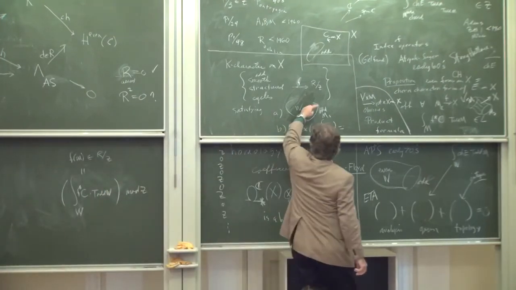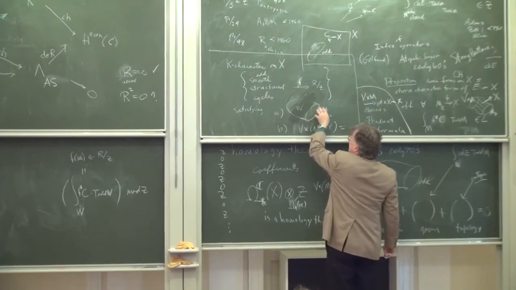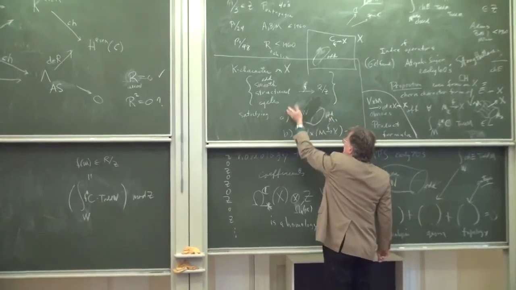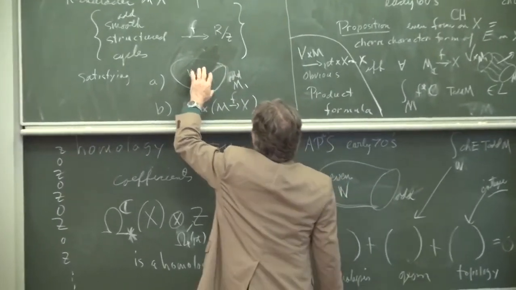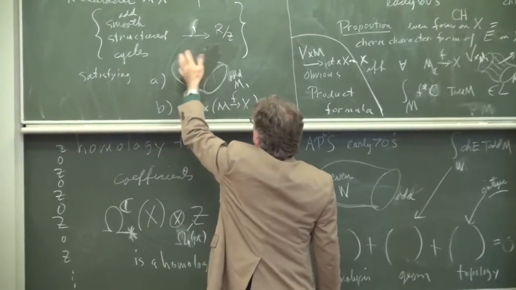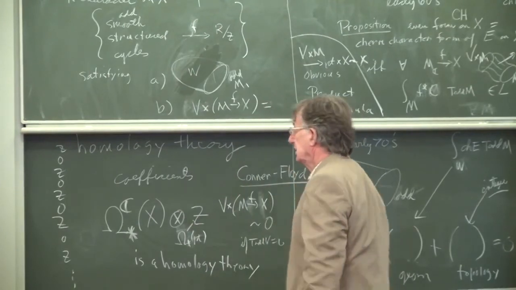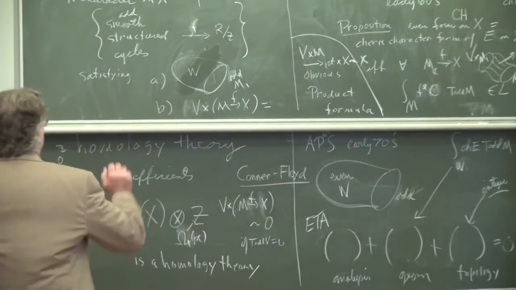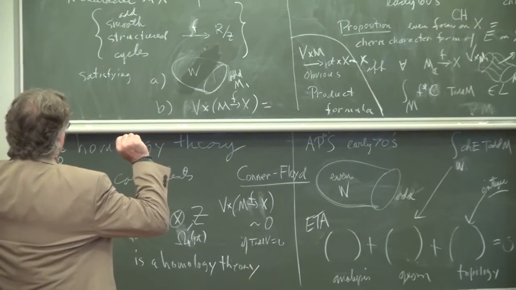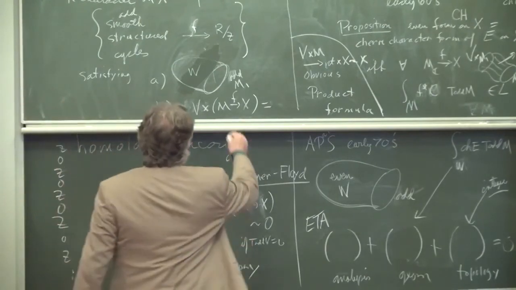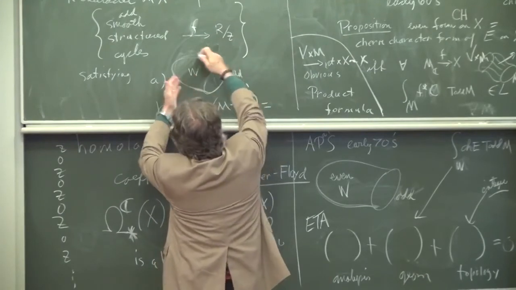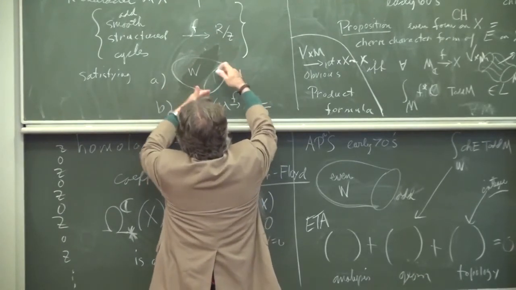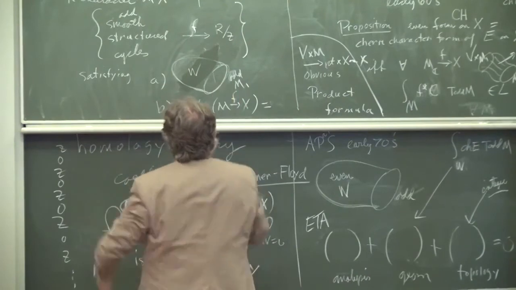I'm supposing that the structure here extends over W. But you can always do that. That means the geometric structure extends. So this has a geometric structure, like a connection on a bundle. The bundle extends, the connection extends, and so on. So you take some extended structure.